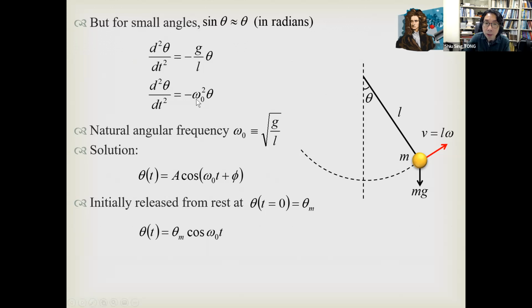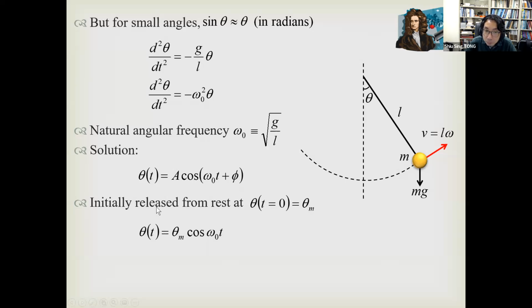I define omega naught squared as g over L. And so this is just a standard form of SHM. And the frequency of the oscillation is the square root of g over L. I can see this from comparing these two equations. And the general solution, I don't need to prove it again. I can immediately write down the general solution. The general solution is this: the amplitude A times cosine of omega naught t, with an initial phase phi.